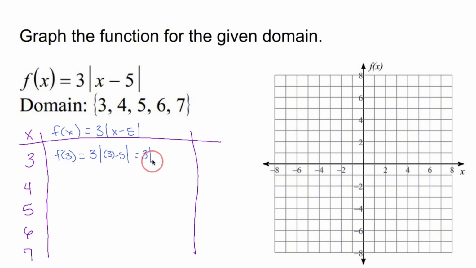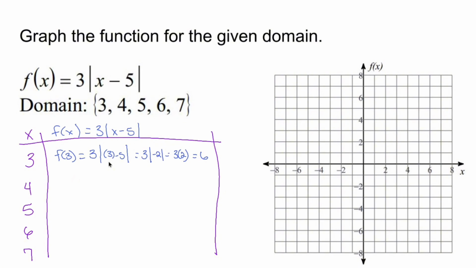So 3 times the absolute value of 3 minus 5 is negative 2. The absolute value of negative 2 is regular 2, so 3 times 2. Let me scooch over this line because I'm going to need the space. And that's going to end up giving me 6.